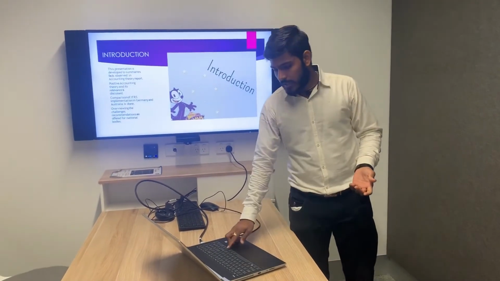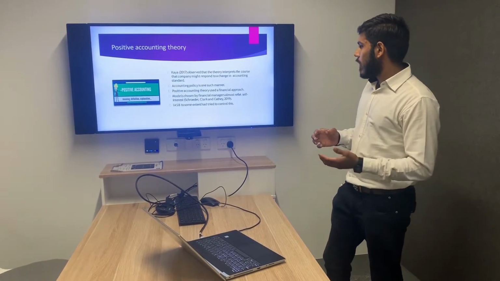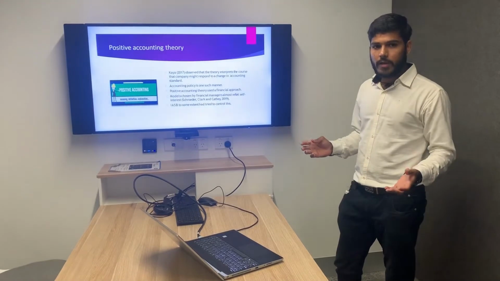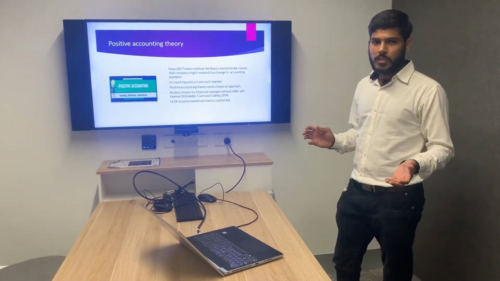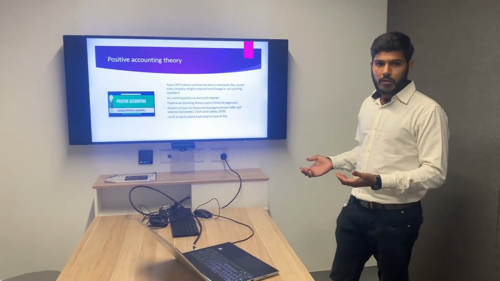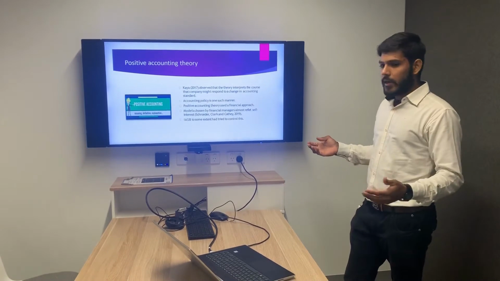Let's go to the next slide. It's the positive accounting theory. Kavya observed that accounting theory interprets how companies might respond to changes in accounting standards. Some of the standards should be changed. She said that accounting policy is such that we have to follow the IFRS standards. Positive accounting theory is used as a financial approach.